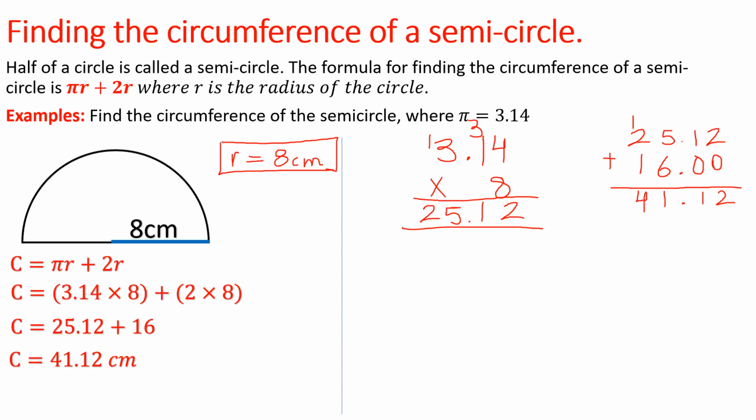Yes, sir. I'm here. Okay, good. Can you explain how we got 41.12, please? You start with the formula, which is pi r plus 2r. Then pi is 3.14, and you times that by 8. The answer you get from that is 25.12. Then you times 2 by 8, which is 16. Then you add those two answers together, which is 41.12 cm. Very good.